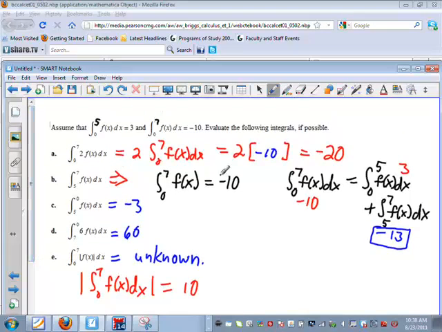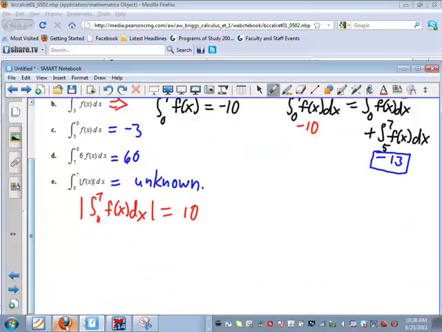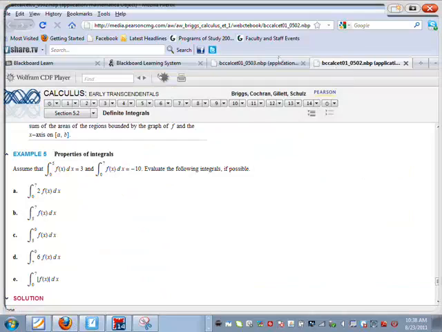All right, questions about these properties? Okay. Let us go ahead and move on to the fundamental theorem of calculus.